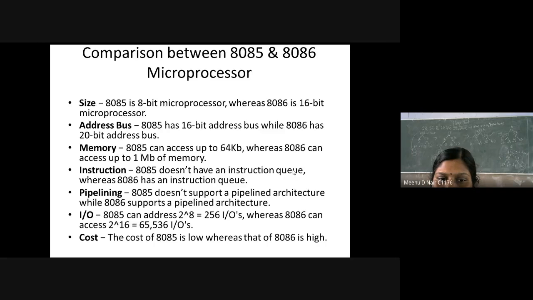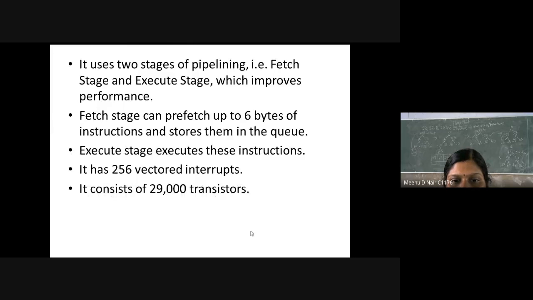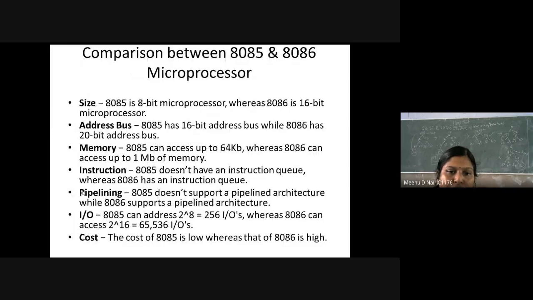Once the execution is complete, the next fetch cycle will happen, and it will fetch from memory after the instruction is over. So 8085 doesn't have an instruction queue, but 8086 has one. Next is pipelining. In 8085 we didn't see anything about pipelining, but 8086 supports pipeline architecture. That also we will see later.